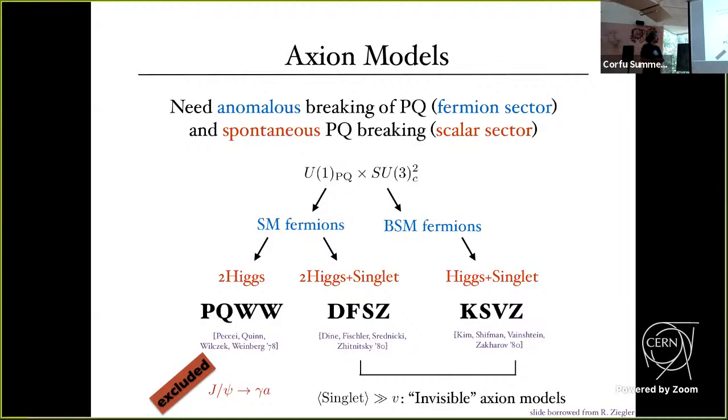So one class is so-called DFSZ models with two Higgs doublets plus a singlet. And when the QCD anomaly is generated by new BSM fermions, then one Higgs is enough plus a singlet. These are so-called KSVZ models. I will focus on the DFSZ models in this talk.